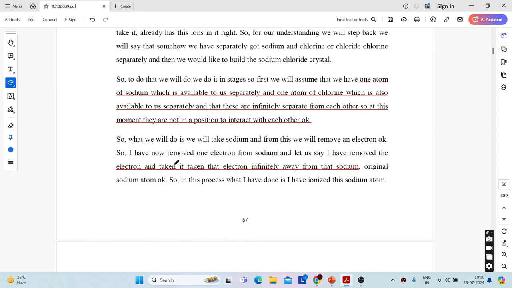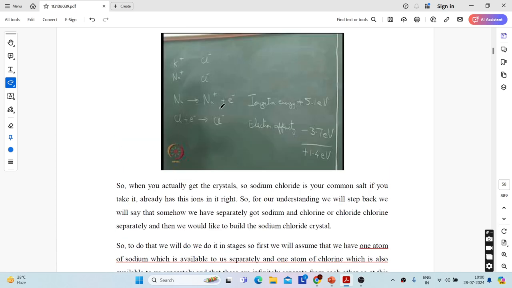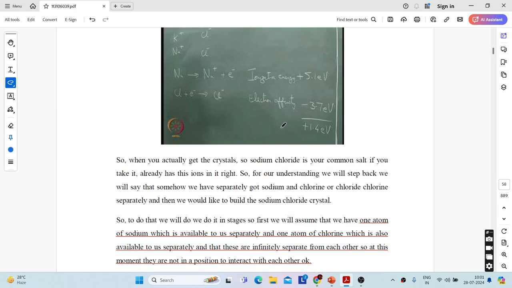Now we have to remove one electron from the sodium atom. So Na changes to Na plus plus an electron, and there will be an ionization energy of plus 5.1 electron volt. Then that electron we add separately to the chlorine atom to get the chloride ion, Cl minus. There will be an electron affinity, where chlorine releases energy, so it will be minus 3.7 electron volt. So in total, what is happening?